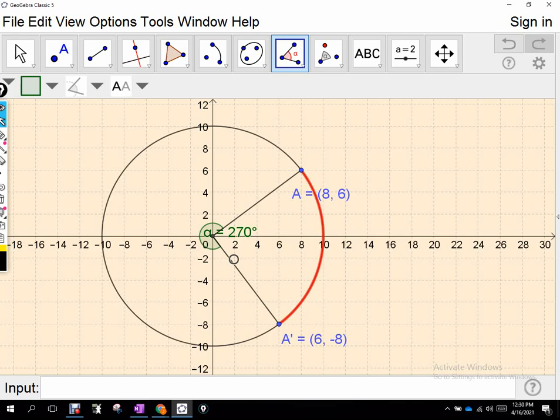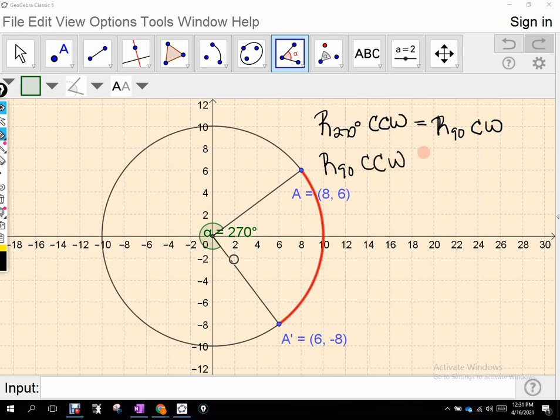But if I want to go from A to A prime, but go clockwise, is it the same? I got to get the same point that I got when I was going counterclockwise. So a rotation of 270 degrees counterclockwise is equal to a rotation of 90 degrees clockwise. Does that make sense? A rotation of 90 degrees counterclockwise is the same as a rotation of 270 degrees clockwise. Those are two very important rules for us because the rules that we establish with A and B for rotations are counterclockwise rules.